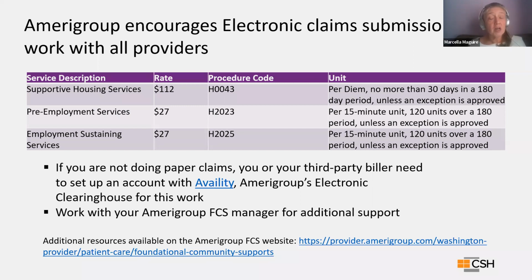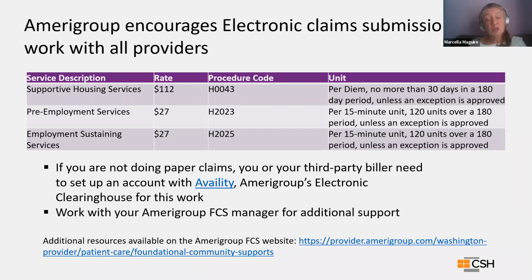Amerigroup encourages electronic claim submissions. We do too. That is definitely the future. But they are also willing to work with all the providers. You need all of this information, and particularly the procedure codes for that CMS 1500 form. We talked about supportive housing services, the procedure code of 80043. It's a per diem. You can bill up to 30 days in a 180-day period unless you have an exception. The rates are there. Pre-employment services, employment sustaining services.